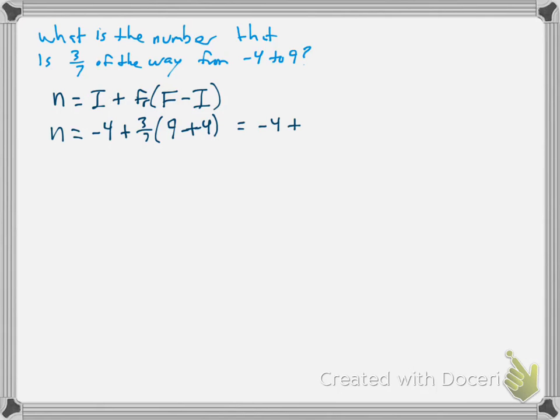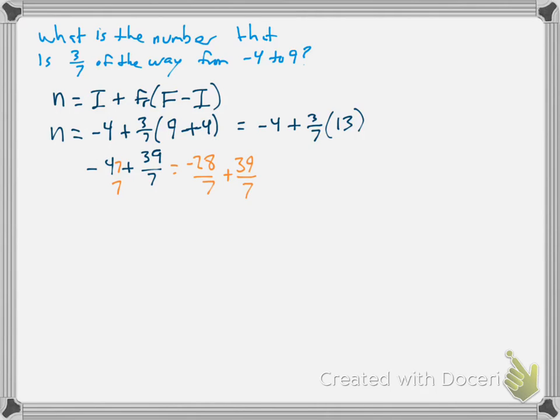So we end up with N equals -4 plus 3/7 times 13. And so what's 3 times 13? 39. So this is plus 39/7. And I've got to get a common denominator, and that would be 7s. So it'd be -28/7 plus 39/7.